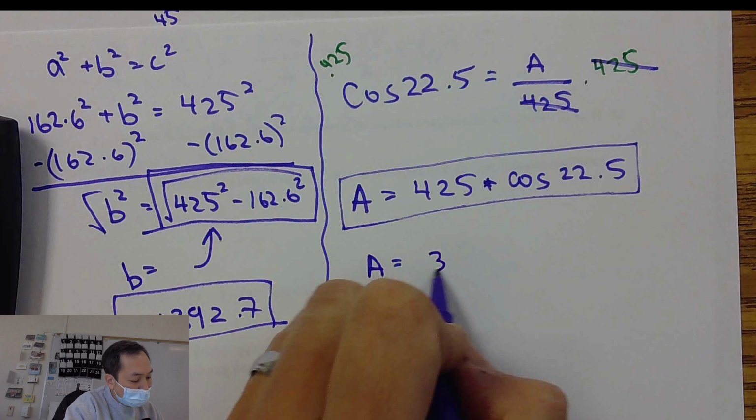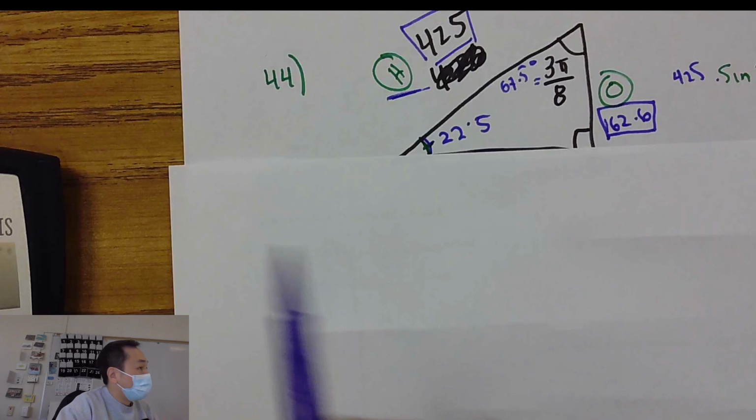Cool. So when it says to solve the triangle, that's what you need to do. Okay. Last thing before we're through with this one. You see how 22.5 is a degree measure, right?